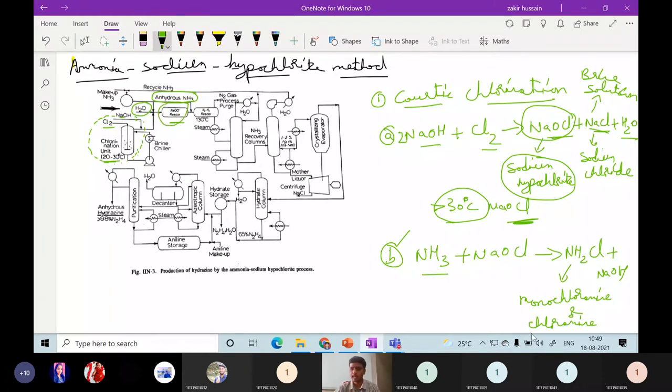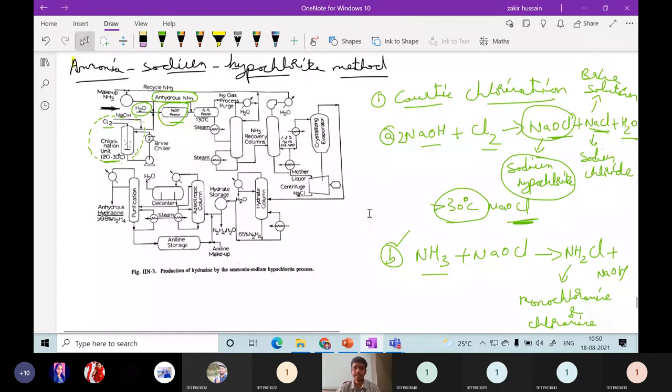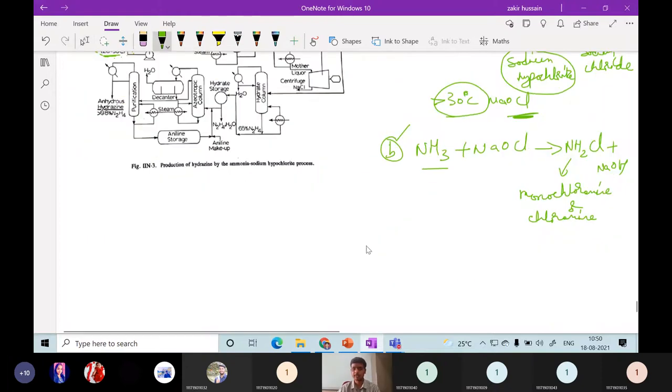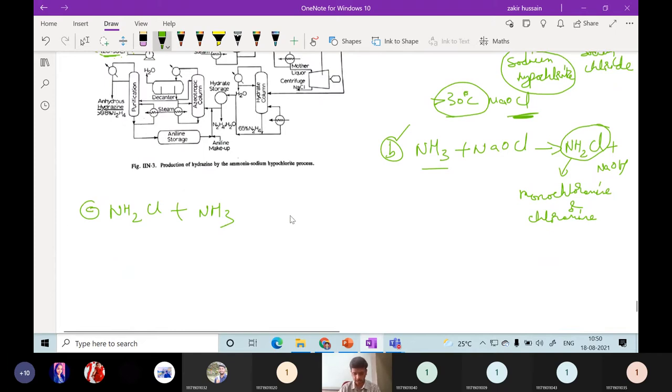Then after that, whatever chloramine is formed will be sent to the hydrazine reactor, the N2H4 reactor. And a third reaction, called reaction C, will be carried out, in which the chloramine NH2Cl formed in reaction B will be reacted further with ammonia. Why ammonia once again? Because this anhydrous ammonia is going to the NaOCl reactor as well as the N2H4 reactor. So it will react with one molecule of NH3, and it will give rise to N2H4, which is called hydrazine.